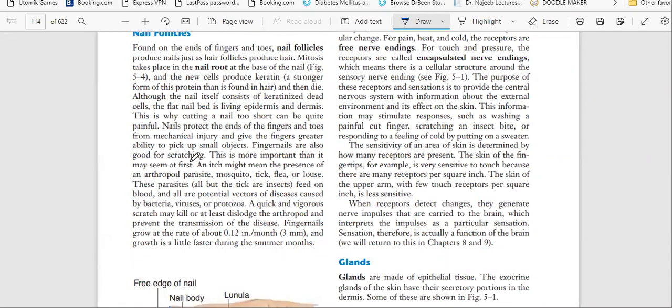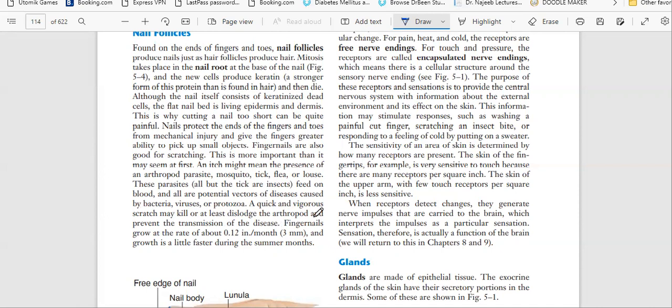The nail is also good for scratching. Whenever you get itching, you are able to scratch it. This is more important than the first. Itching might mean the presence of an arthropod parasite: mosquito, tick, flea or louse. These parasites, ticks, insects and fleas that feed on blood, are all potential vectors of disease caused by bacteria, viruses or protozoa. A quick and vigorous scratch may kill or at least dislodge the arthropod and prevent the transmission of the disease.